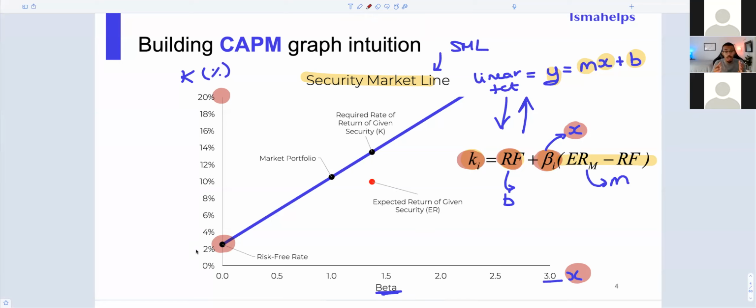For example, and you'll see this in this document as well, they'll ask you, what is the slope of the security market line? By understanding that our CAPM formula is quite literally a linear function, y is equal to mx plus b, it empowers us to understand that the slope of the SML is the market risk premium. The intercept of the SML is the risk-free rate, right?